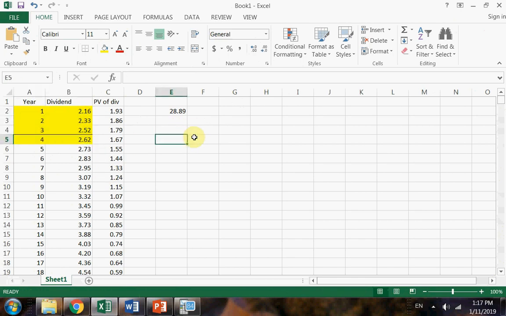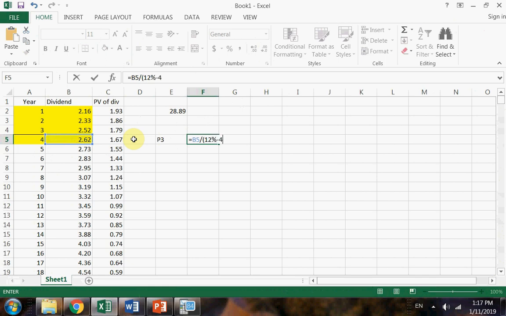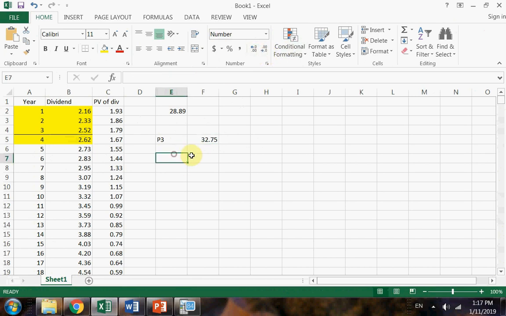All right, and then you need to find price 3. Your price 3 is the 4th year dividend divided by the 12% rate minus the 4% growth rate in the second stage. The second stage starts from year 4 all the way to infinity. So that's your price 3. I should put price 3 right here.